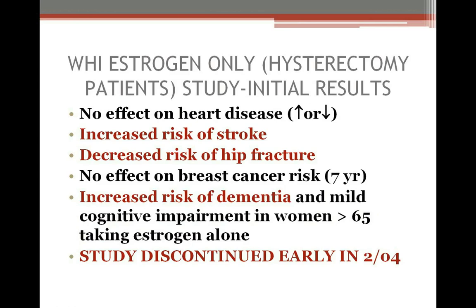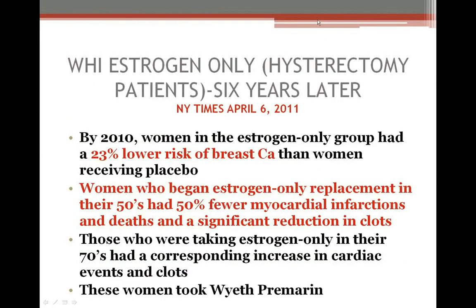Now, there was another parallel study which was smaller, in which women who had hysterectomies took only estrogen. So this was the estrogen-only study. In 2004 the study was discontinued because it didn't seem to have any effect on heart disease up or down, but there was an increased risk of stroke and a decreased risk of hip fracture. There appeared to be no effect on breast cancer risk in the 7 years of its study, in these women taking only estrogen. There was an increased risk of dementia and mild cognitive impairment in women who were over the age of 65 taking estrogen alone. And as a result, because there were no benefits and there was an increased risk of stroke, perhaps an increased risk of dementia, the study was discontinued early as well.